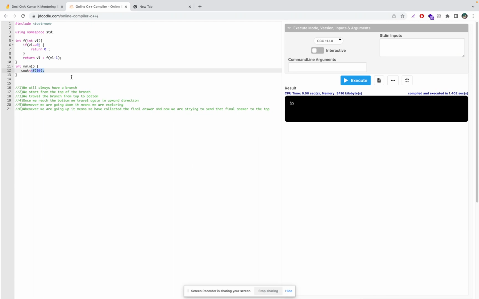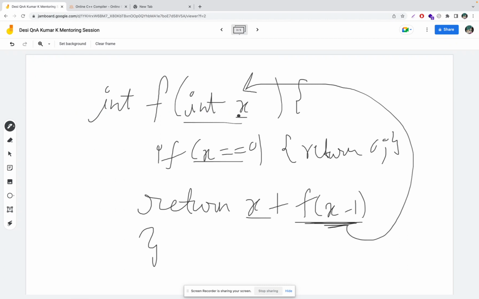So f of 10 I'm trying to print. I'm calling a function f of 10, so the function will reach here. What have I written here? int f(int vl). Here vl is 10 for me. Same as before, in the program I wrote x as vl. It does not matter, I can use any variable name I want. So currently x is 10, guys.